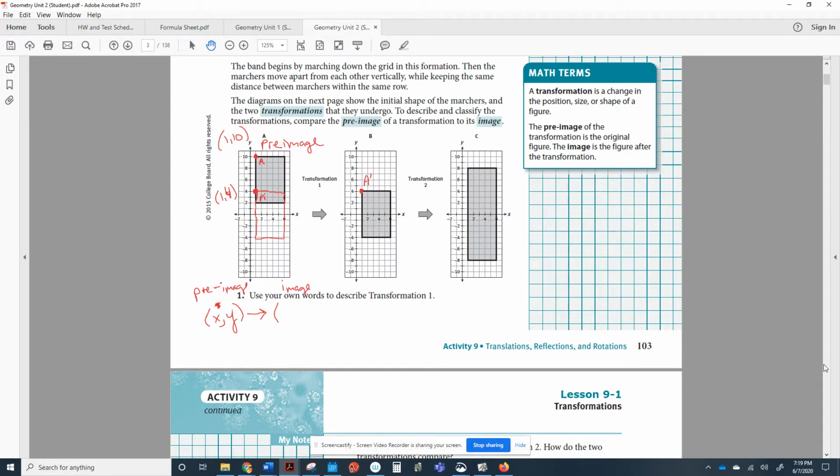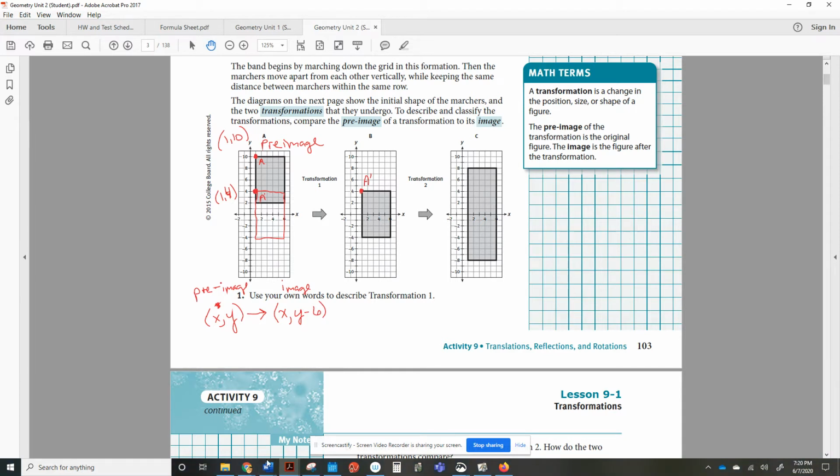Okay, so what did we say happened? We said the x value stayed the same. So whatever the pre-image x value is on any of your endpoints, the x value is going to stay the same. But the y value, remember we're talking about the 10. How do we make a 10 become a 4? Well, you take whatever the y value is and you take away 6 from it.